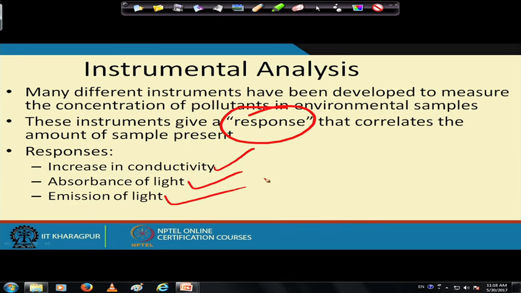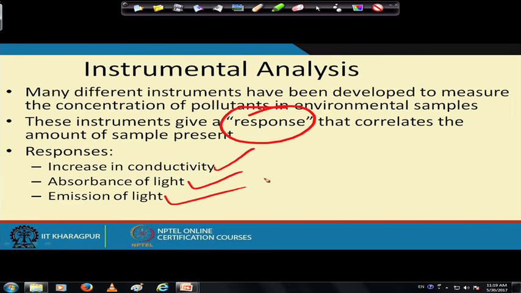Absorbance of light, that's what AAS works on. AAS works on the principles of absorbance of light. Your spectrophotometer that you use quite frequently in our environmental labs again works on the principles of absorbance of light. And emission of light is ICP, which uses emission of light. With absorbance of light, we need to be really careful.